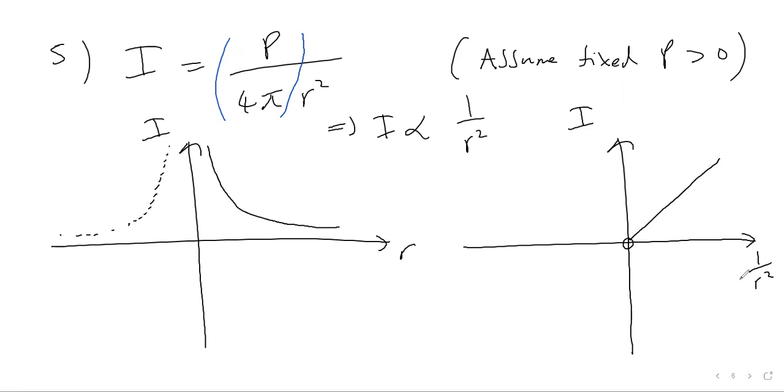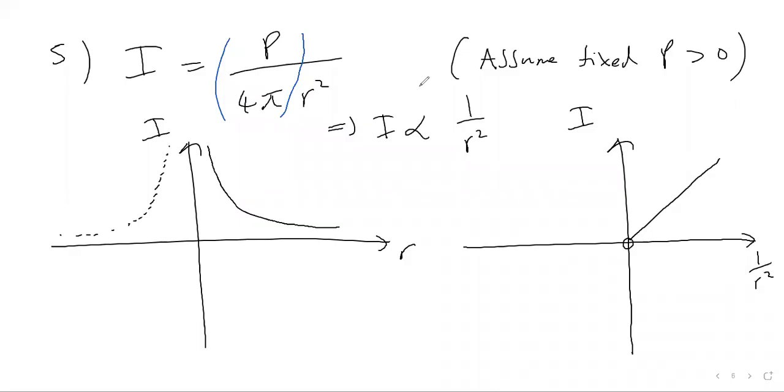Now, if we've got a negative value for 1 over r squared, what would that look like? Actually, if we think about it, r squared is always bigger than 0 if r is bigger than 0, and if r is less than 0 too, because when you square any number, it's never negative. So 1 divided by a number which is never negative will never be negative. So you're not going to get any negative 1 over r squared values. So it would just be this graph here. That would be our graph for I against 1 over r squared.